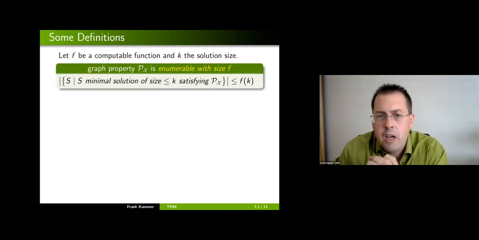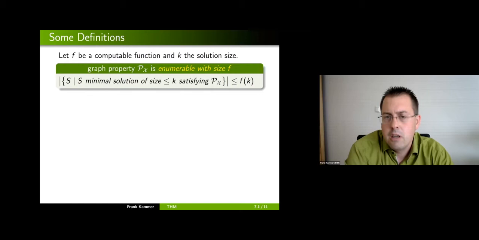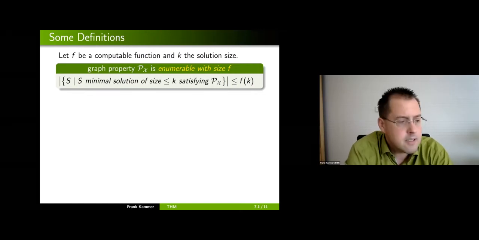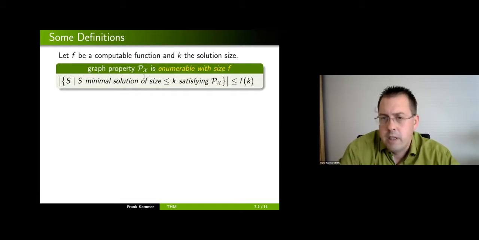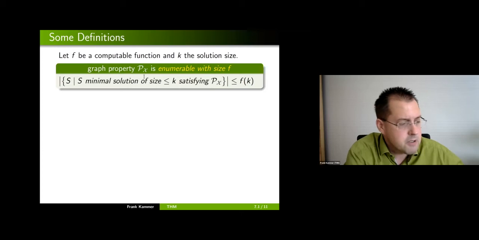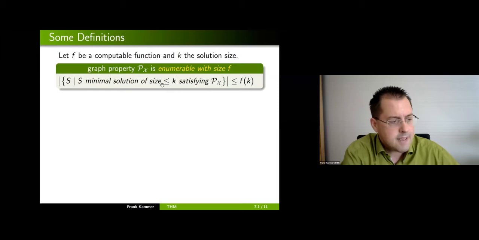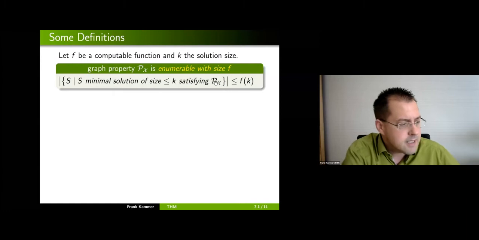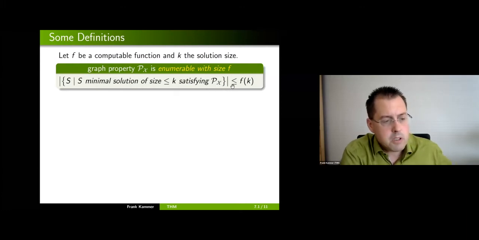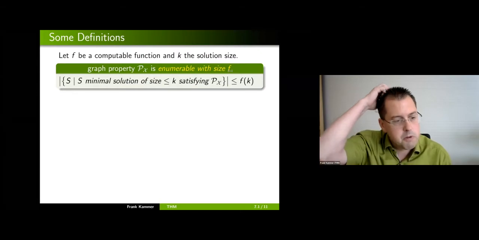To describe the framework, I start with some definitions. So let f be a computable function, and k is the solution size. In the following, I will say that a graph property is enumerable with size f if the following holds. If I consider all minimal solution sets of size at most k that satisfy the property on a given instance, then this number of solutions must be bounded by f of k. And if this is the case for all instances, then we say the graph property is enumerable with size f.